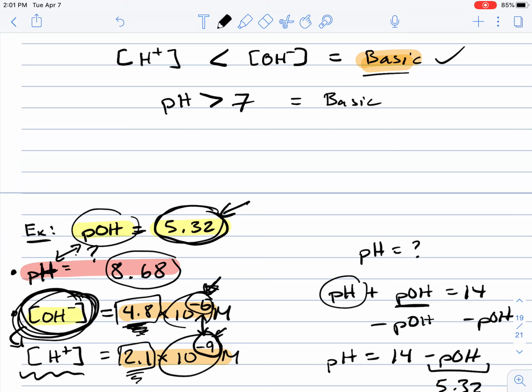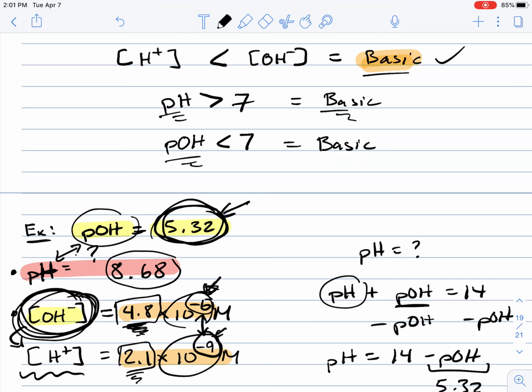Last but not least, if we look at the pOH, it is less than 7. 5.32 is less than 7. And if we're looking on the pOH scale, remember anything that's less than 7 on a pOH scale is describing that the solution is also basic. If we're using a pH scale, anything that's greater than 7 is basic.